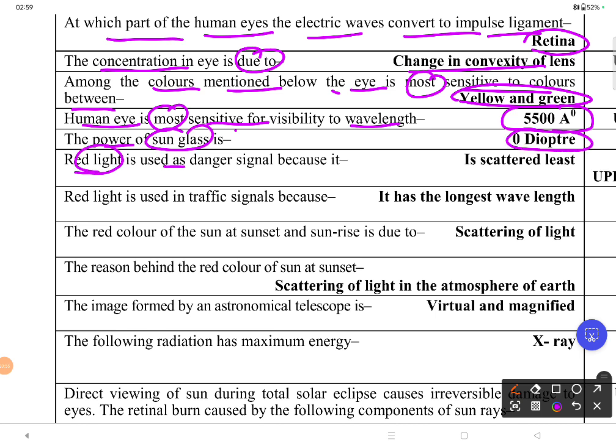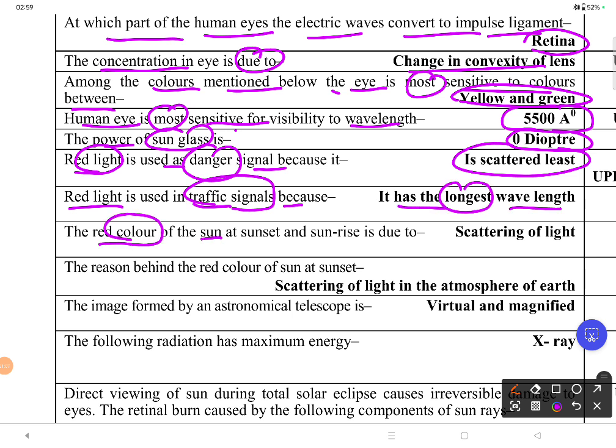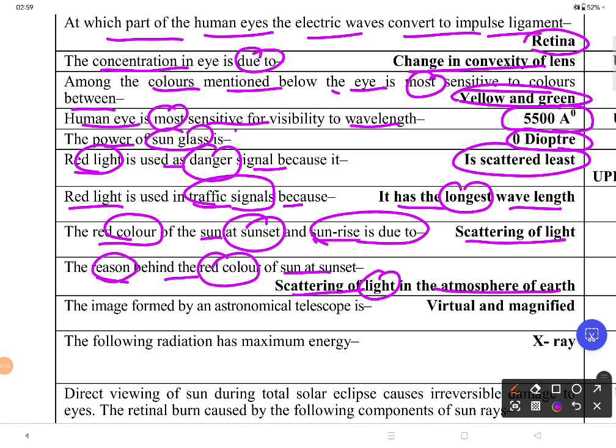Red light is used as a danger signal because it is scattered least. Red light is used in traffic signals because it has the longest wavelength. The red color of the sun at sunset and sunrise is due to scattering of light. The reason behind the red color of the sun at sunset is scattering of light in the atmosphere of Earth. The image formed by an astronomical telescope is virtual and magnified. The following radiation has maximum energy: X-ray.